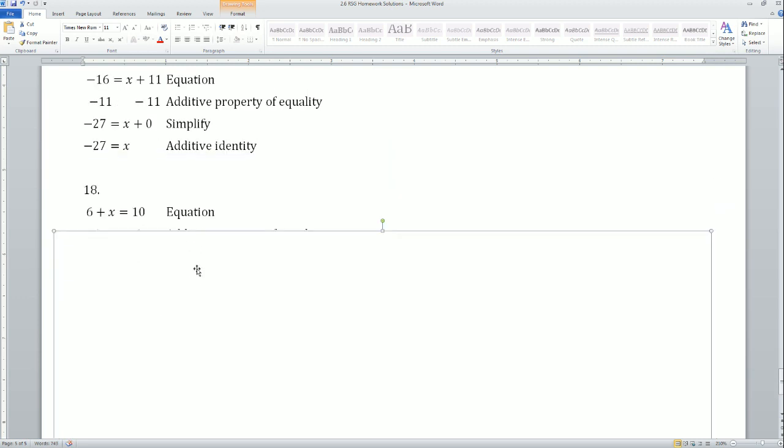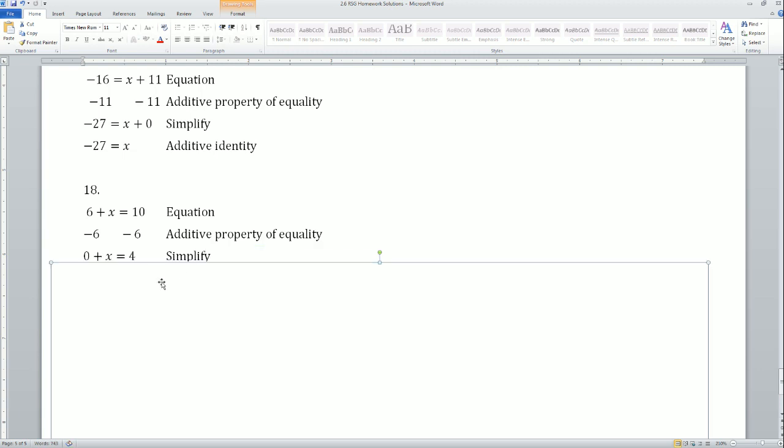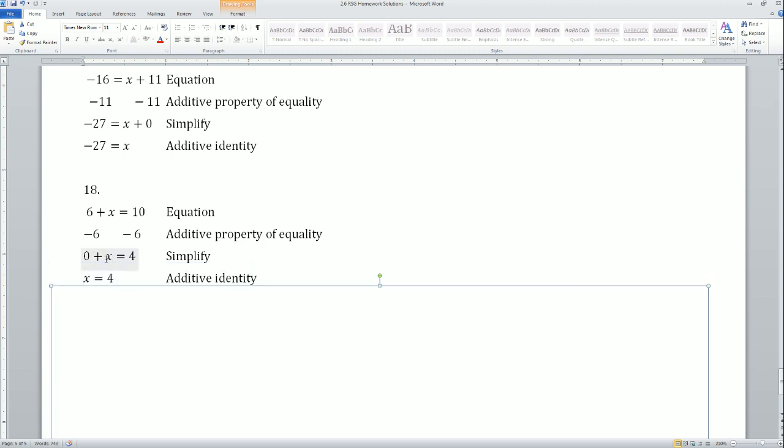18, 6 plus x equals 10, which is the equation. Subtract 6 to both sides because that's the additive property of inequalities. On the left hand side, 6 minus 6 becomes 0. Bring down the x. On the right hand side, 10 minus 6 is 4. That's what happens when you simplify. Additive identity, just x equals 4 because you no longer write that plus 0.